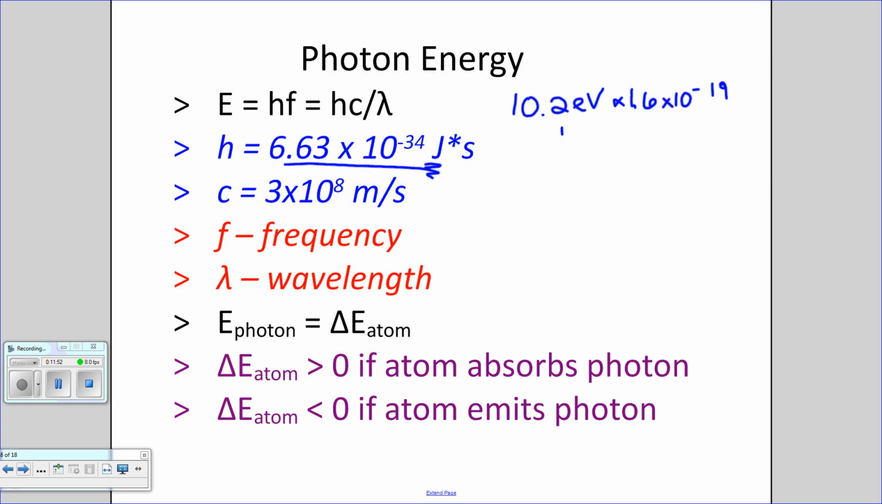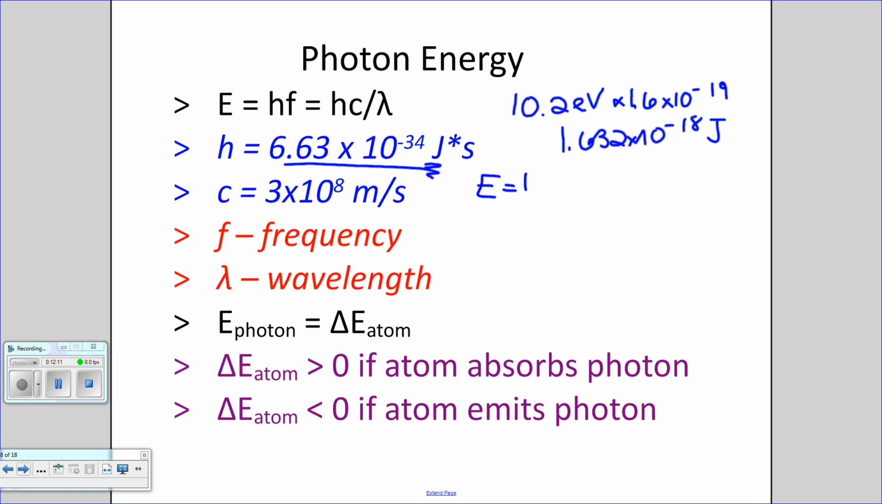All right, so we get 1.632 times 10 to the negative 18 joules of energy. So what would be the frequency of that photon? That's how much energy it gave up. What would be the frequency?